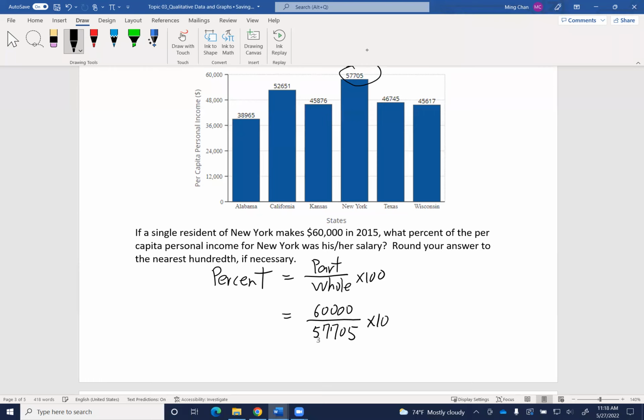Times 100. If you put this in the calculator, 60,000 divided by 57,705, then times 100, you should get 103.977125 something. Rounding to the nearest hundredth, that will be 103.98%. If the question is asking for percent, make sure you write the percent notation, otherwise it will be incorrect. Make sure you write the percent notation for the final answer.